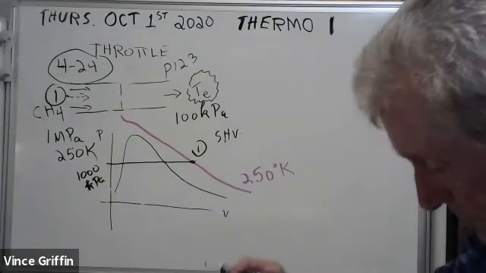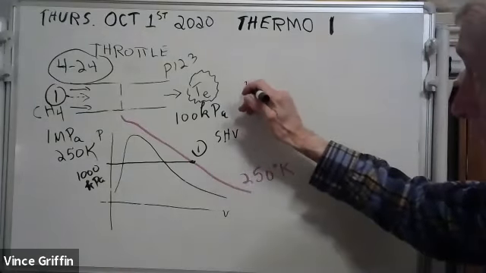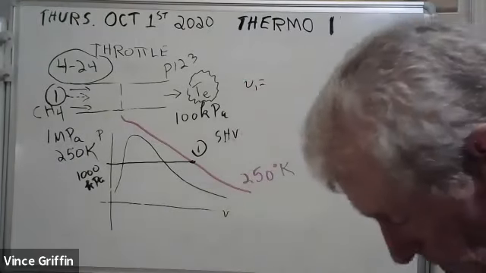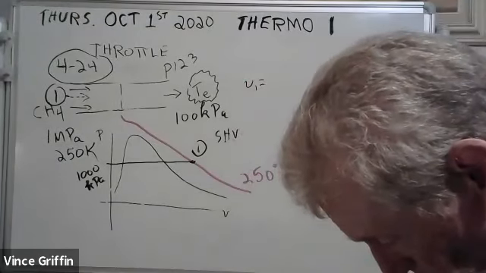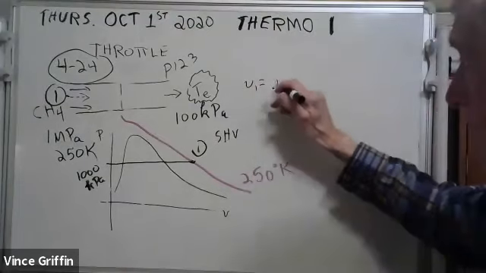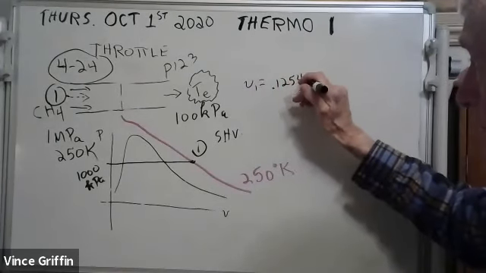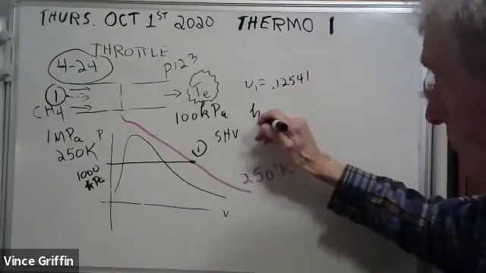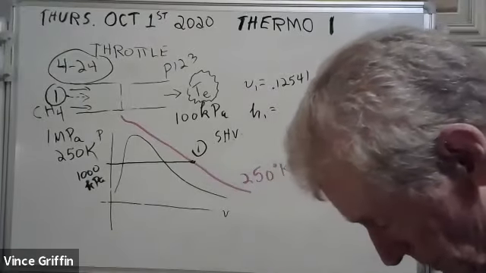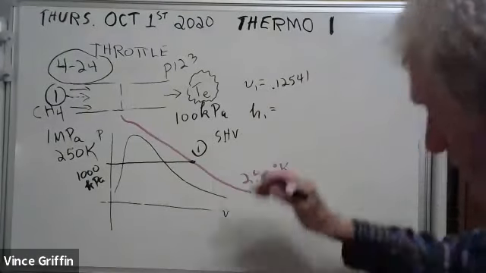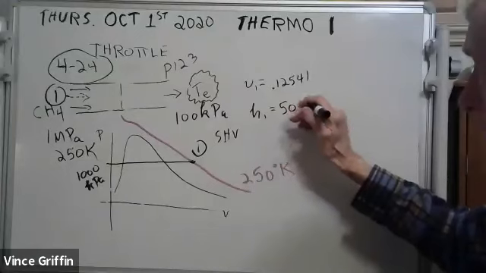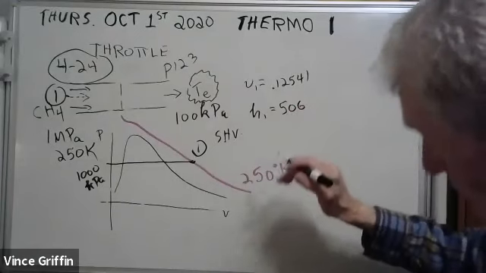We could look up all the stuff. We could look up V1. V1 is 0.12541. See if you can find this stuff. H1 is 506.01.